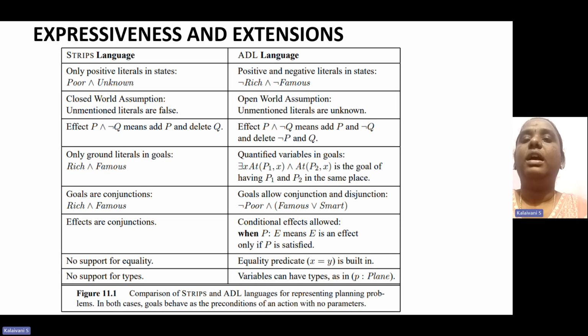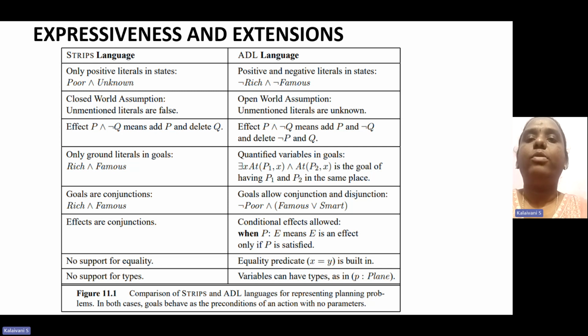So here you can see the difference which is given between Strips language and ADL. ADL is the language that was developed after Strips. So what are the major differences they have given in this table? I will tell one by one. The first point is in Strips language only positive literals are allowed, whereas ADL stands for abstract descriptive language, and it allows both positive and negative literals. The example they have given here, poor and unknown, is the same as not rich and not famous. So negative literals are allowed in ADL, whereas Strips supports only positive literals.